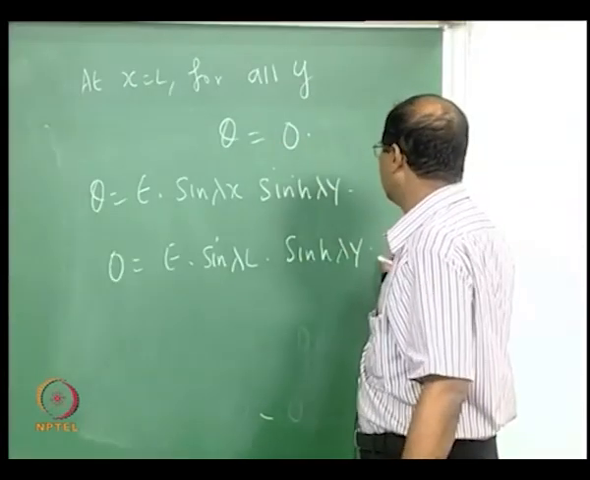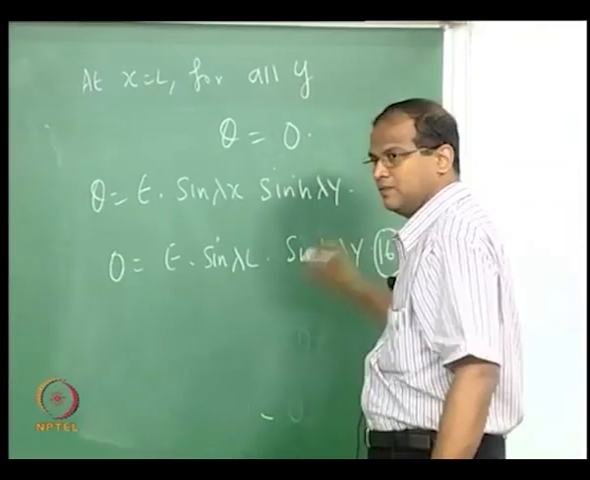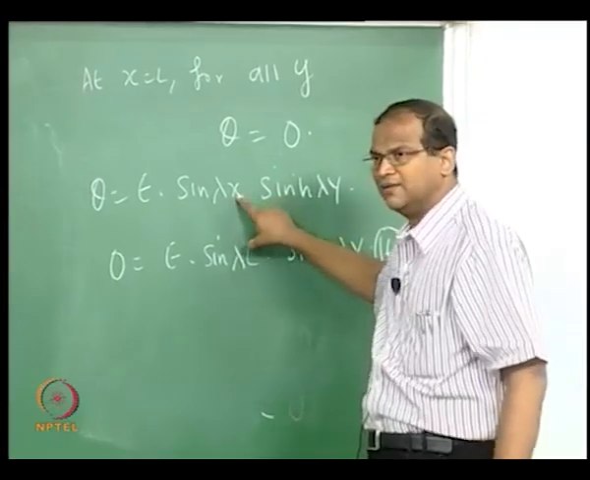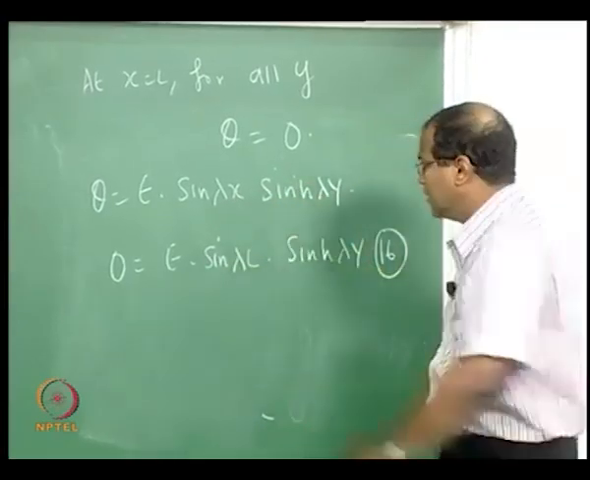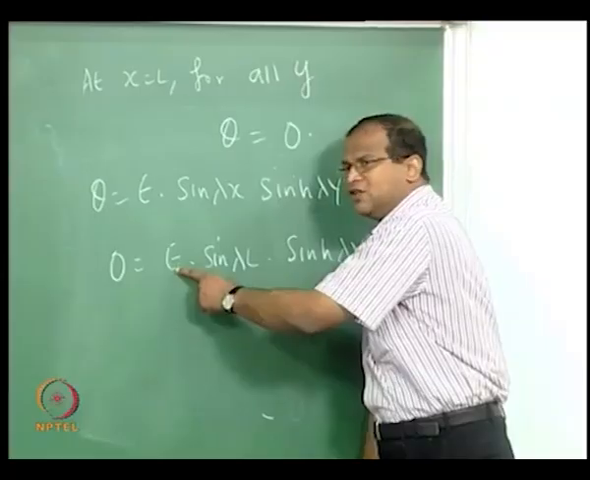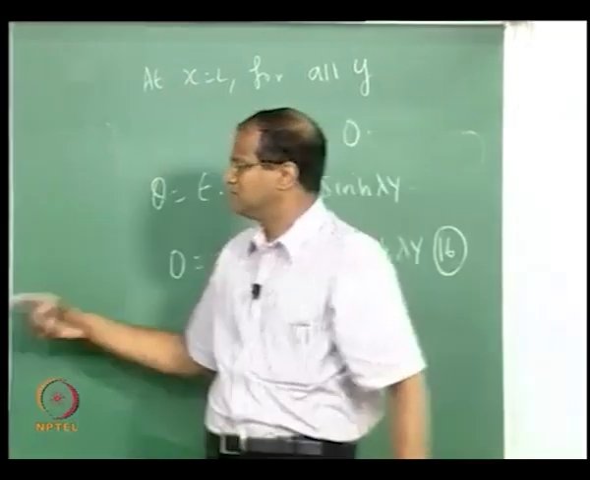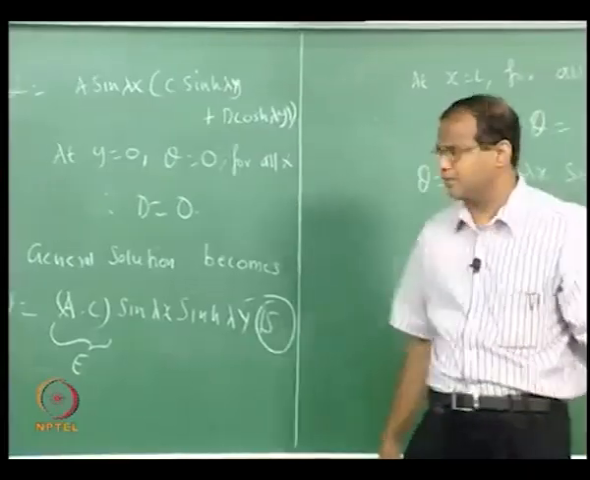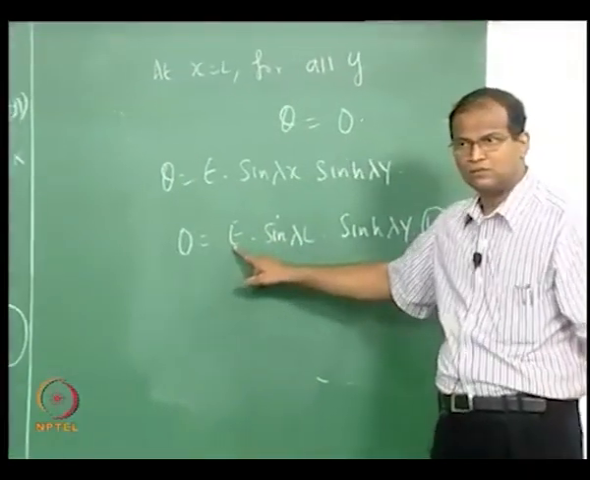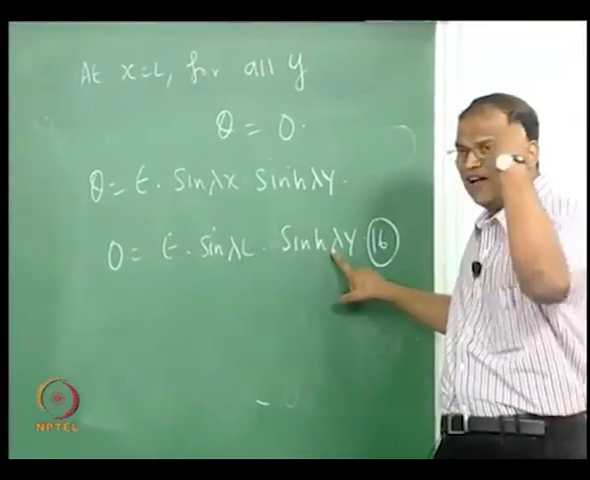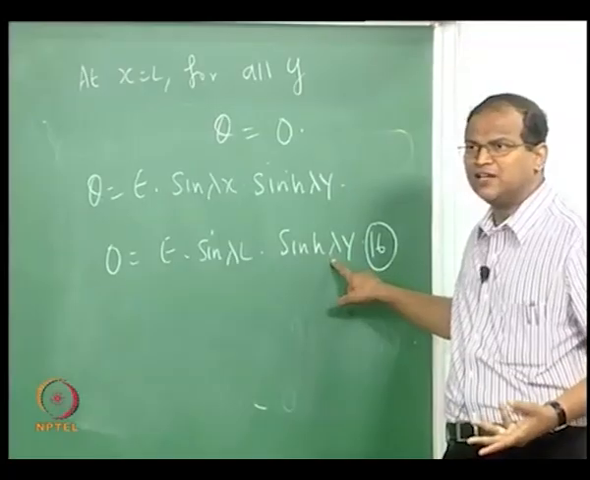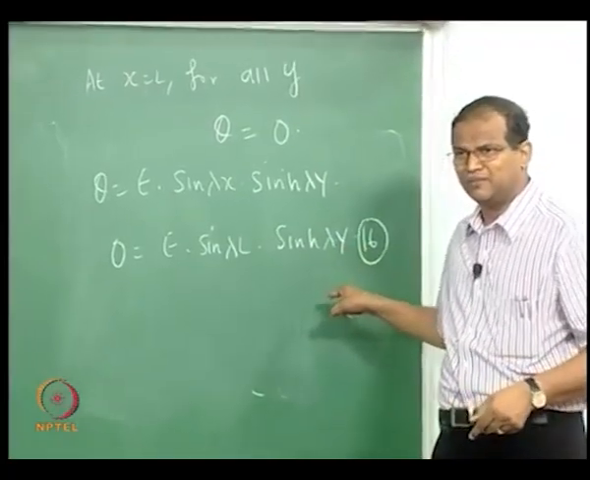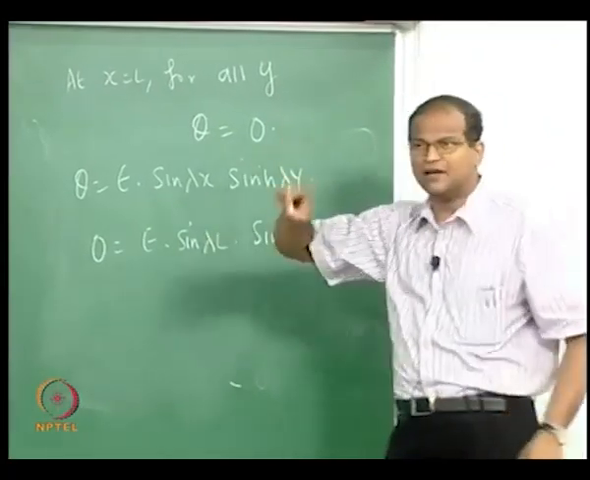I am substituting x equal to L here, I am leaving this here. Now again theta equal to 0. If E is equal to 0, again everything becomes 0. If E is 0, temperature is 0, and that is a trivial solution, it is not a solution to the problem. E cannot be 0, it should be valid for any value of y. So this cannot be made 0 because y is a variable in the problem. Therefore sin lambda L must be 0.